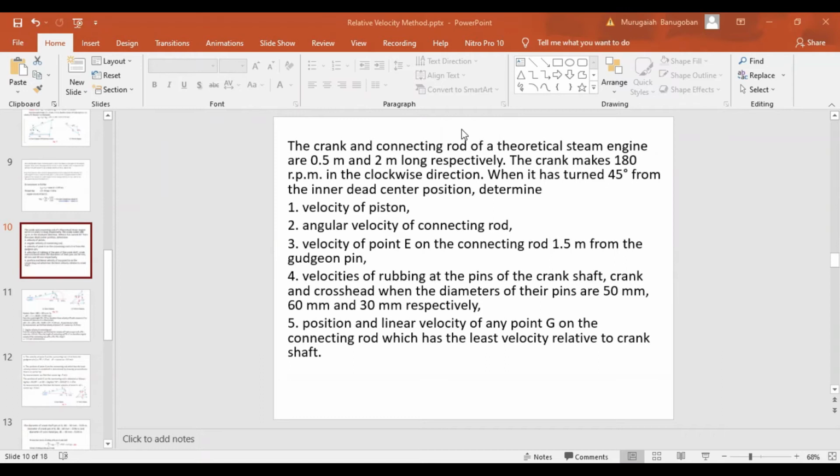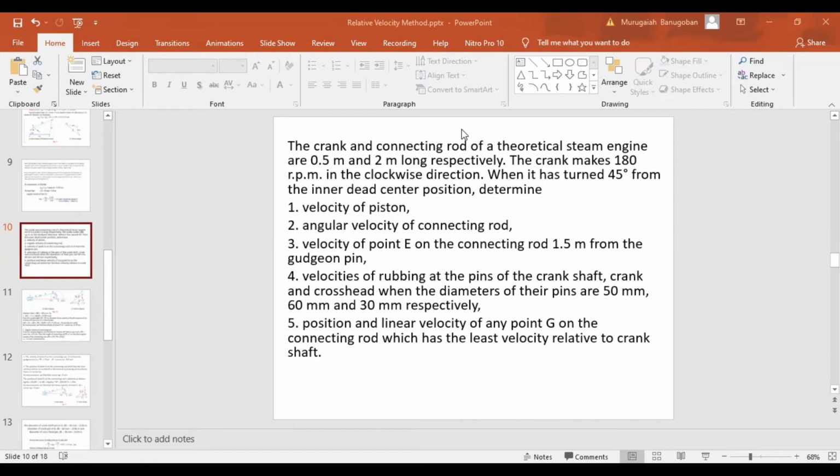So now the omega of crank is given, rpm is given, n is given. When it has turned 45 degrees from the inner dead center, the angle is also given. Determine the velocity of the piston, right? So now piston is a sliding member, remember it. Angular velocity of the connecting rod, velocity of a point E on the connecting rod 1.5 meter from the gudgeon pin, right? So this is an arbitrary point.